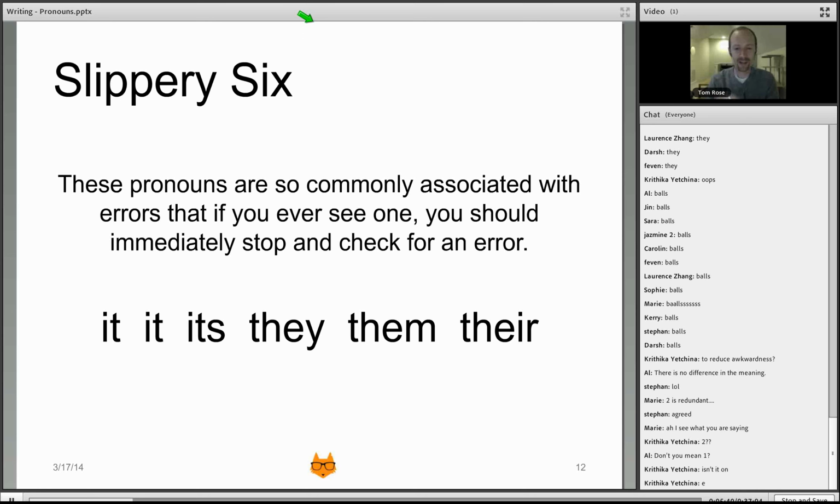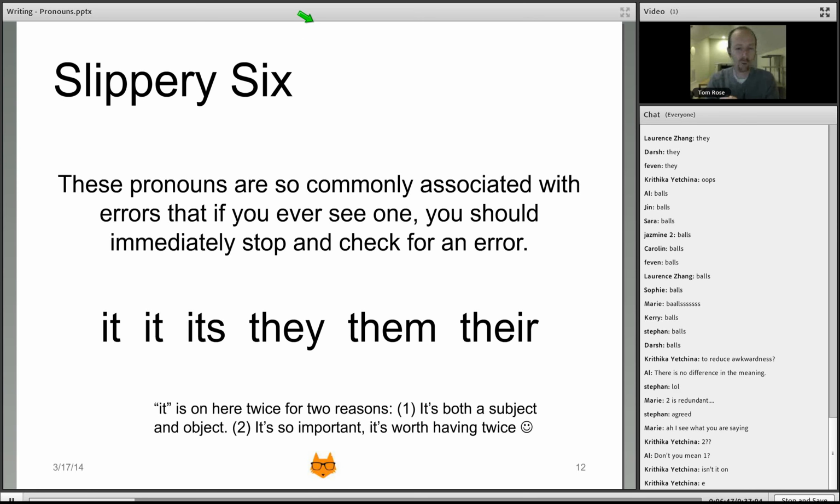And before you ask, no, that's not a typo. The word it is on here twice, and that's for a couple of reasons. One, it is both a subject and an object. We're going to come back to that later. But also, it is so important that it's worth having on here twice. So we'll put it on there a second time.